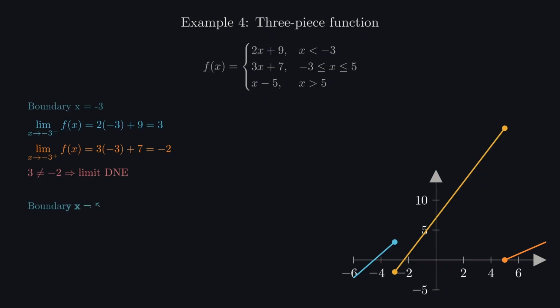Second boundary, x equals 5. From the left, we use the middle rule, 3 times 5 plus 7 equals 22. From the right, we use the bottom rule, 5 minus 5 equals 0. 22 does not equal 0. The limit at x equals 5 does not exist either. Both boundary points fail the test.